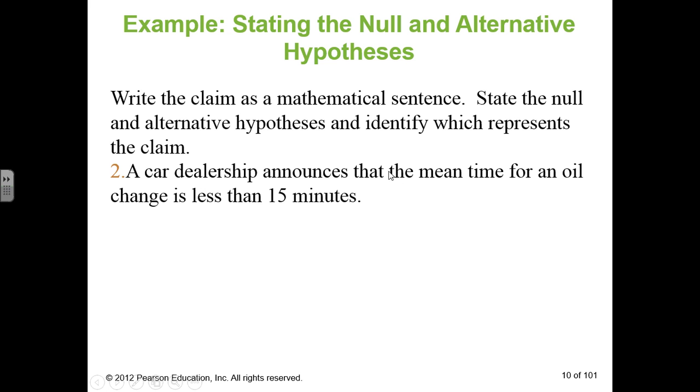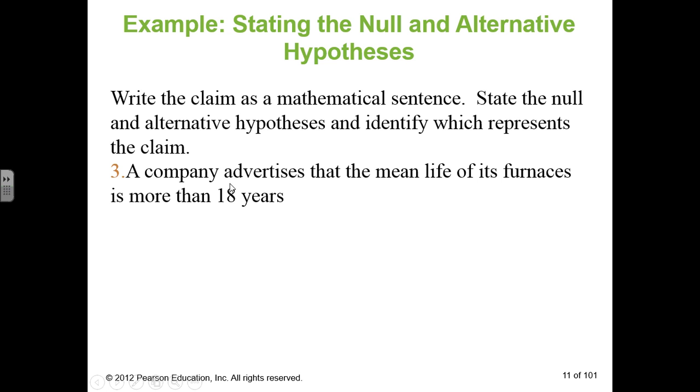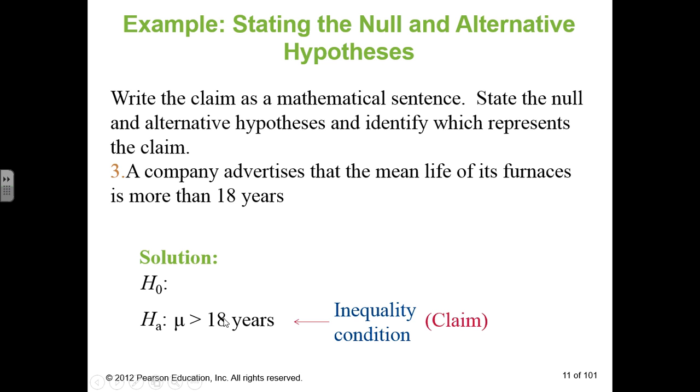Suppose a car dealership announces that the mean time is less than 15. Well, less than does not include equality. Less than 15 does not include 15. So that means the claim is the alternative, and then the complement of less than is greater than or equal to. So the complement of less than is the null hypothesis. One more time, the company claims that the mean life is more than 18. More than 18 does not include 18. So the claim is the alternative again, which means the complement of greater than is less than or equal to.